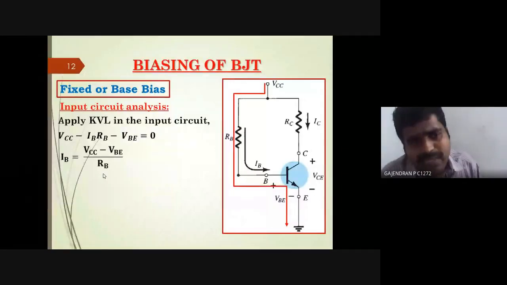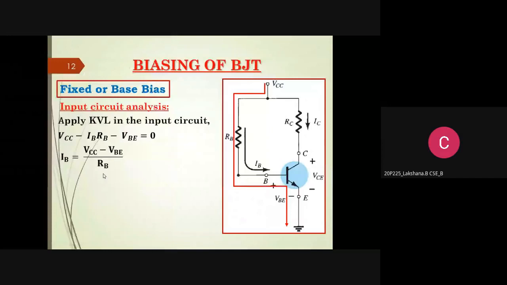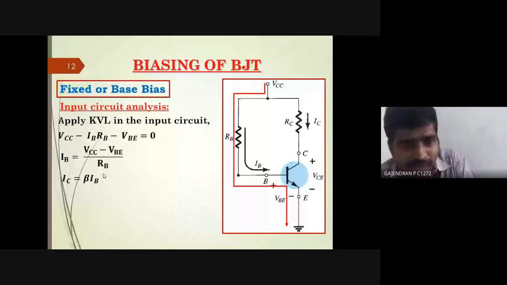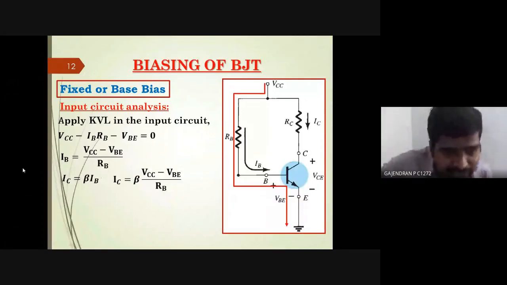Now, what may be the second analysis? Any guess? Input circuit analysis over. What may be the second one? Output circuit analysis. And one more term they have added, IC equal to beta times of IB. So that is the known one. So if they substitute that, they will get IC also. I hope you know from where they derived this one. We know that current gain of the common emitter is equal to collector current to that of base current. So they have taken this analysis.